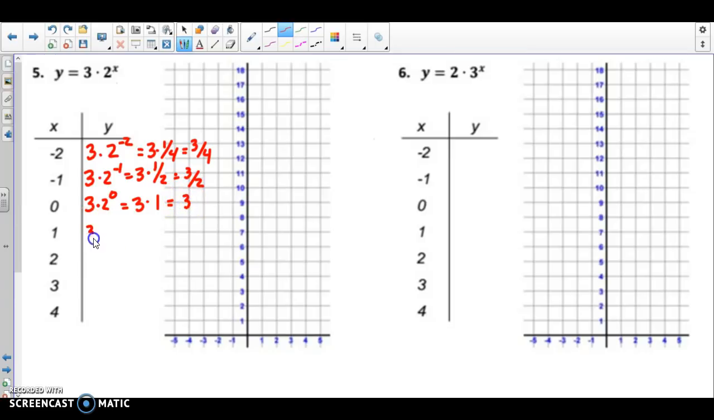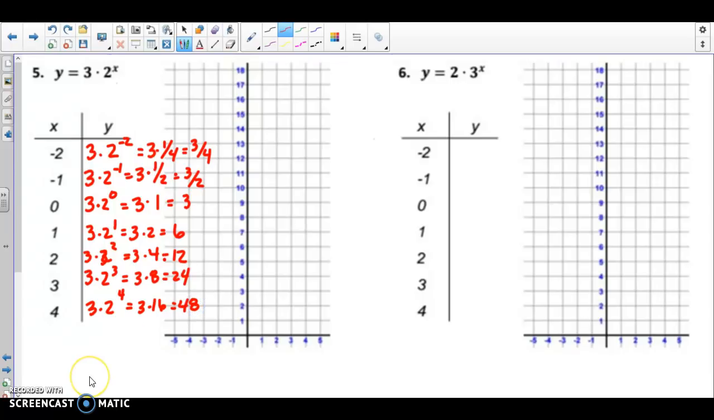Okay, and then we have 3 times 2 to the 1, which is 3 times 2, or 6. We then have 3 times 2 squared, which is 3 times 4, which is 12. Then we have 3 times 2 cubed, which is 3 times 8, which gives us 24. And then lastly, 3 times 2 to the 4th, which is 3 times 16, which is 48. Now at this point, go ahead and graph your points and continue on with questions 6, 7, and 8.